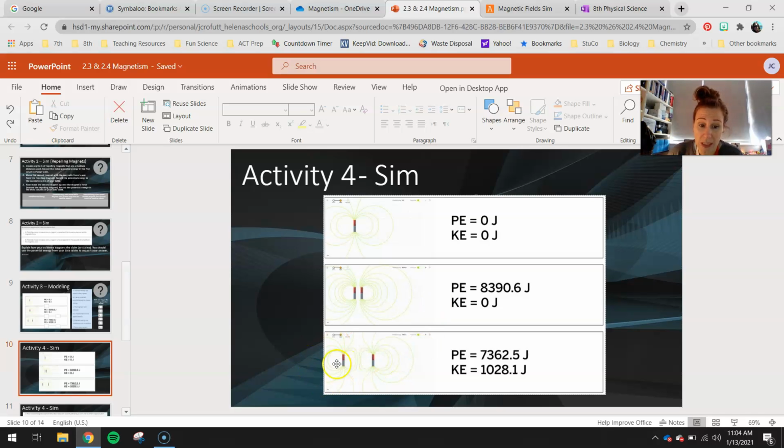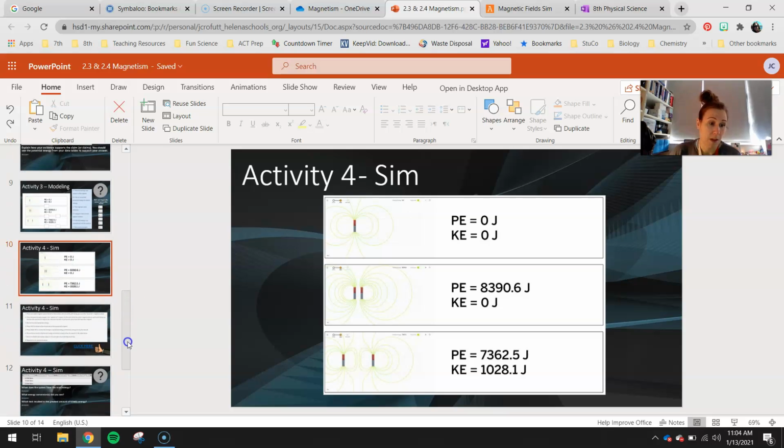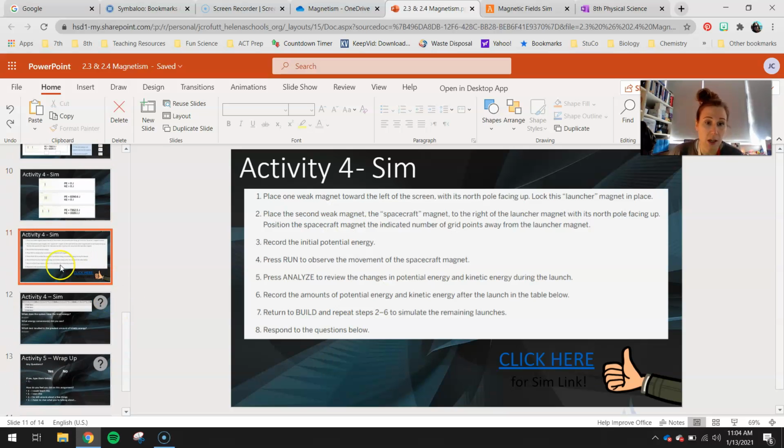And then, of course, after release, we've let go of those, and we've noticed that some of our potential energy has been lost as those magnets move apart, but also it's been converted into kinetic energy because those magnets are, in fact, moving. Okay, last activity here.